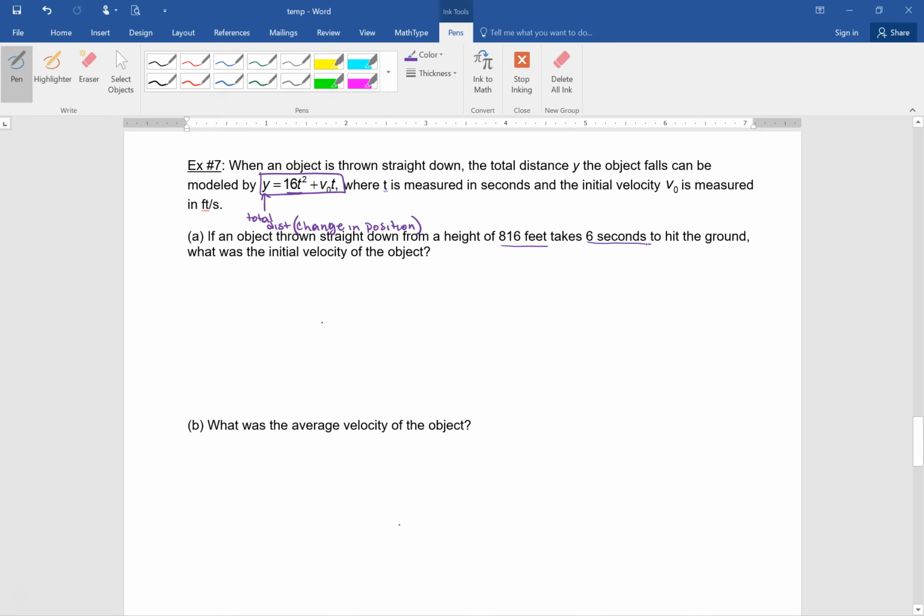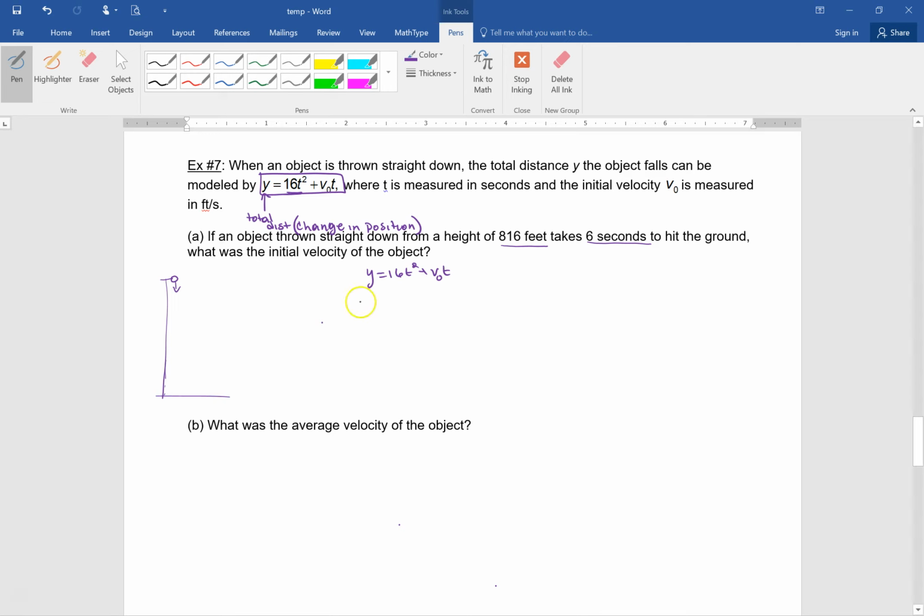All right? So it's thrown from a height of 816 feet. So here's the ground, and it was thrown from there. So my equation is this: y equals 16t squared plus v naught t. Now I said y is the change in the position, right? Or it's the total distance that this thing traveled. How far did it travel by the time it hit the ground?